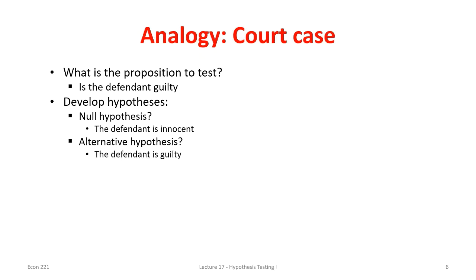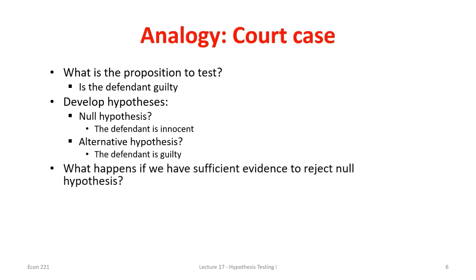What do we then do? We go out and try to find evidence, right? And if we have evidence that goes against the null, so maybe the murder weapon was found at your house, you don't have an alibi, you had a motive, all these things point to you in fact not being innocent, then we reject the null. You go to jail. If we find enough evidence that you're not innocent, we reject the null hypothesis. We assume that you actually are guilty.